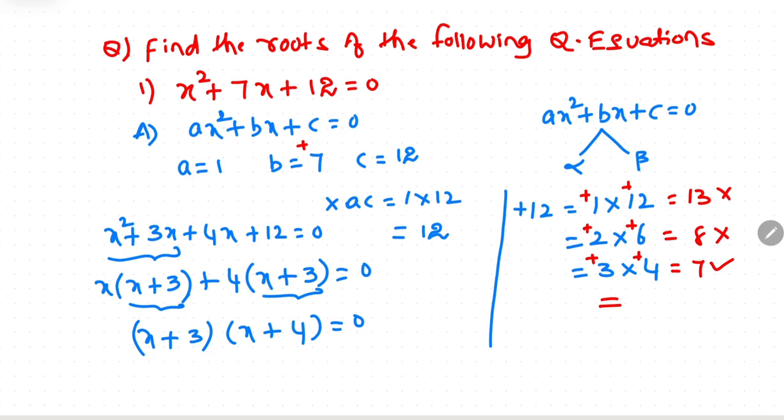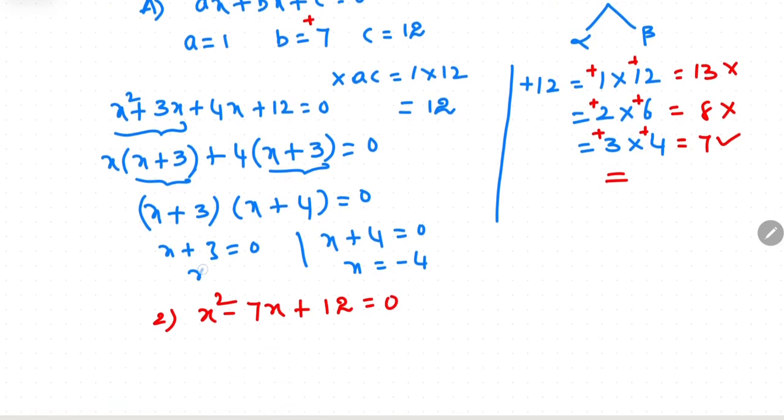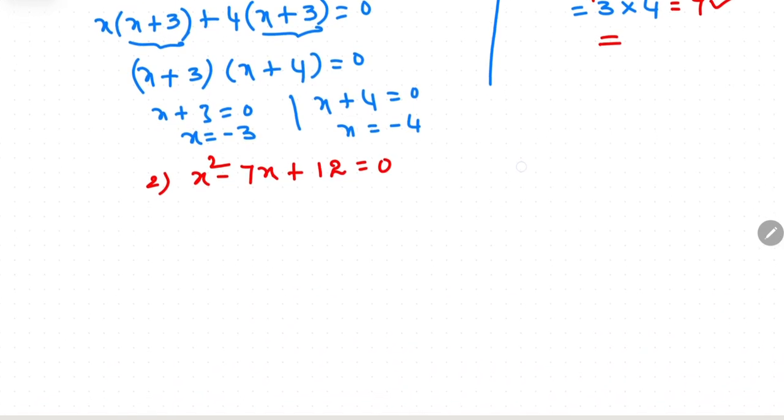Now 0 will be applicable to x plus 3 and also 0 will be applicable to x plus 4. Therefore x is equal to minus 4 and x is equal to minus 3. Okay. That is the basic model.